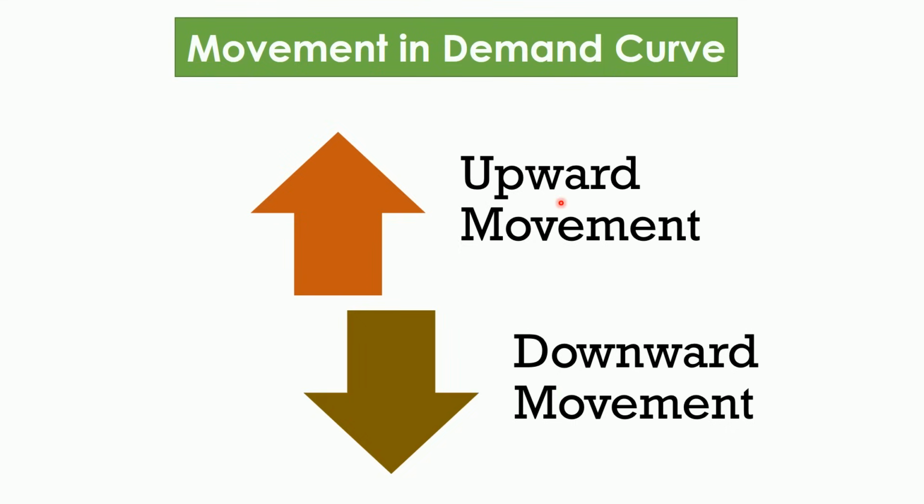Now upward movement represents the contraction in demand, that is the fall in demand due to the price rise, while downward movement is an indicator of expansion of demand. That is, there is an increase in demand due to the fall in the prices of the commodity. Now come, let's discuss the upward movement and downward movement with the help of a diagram.